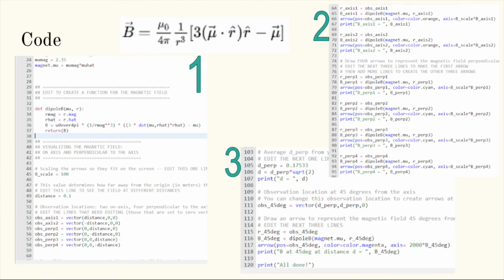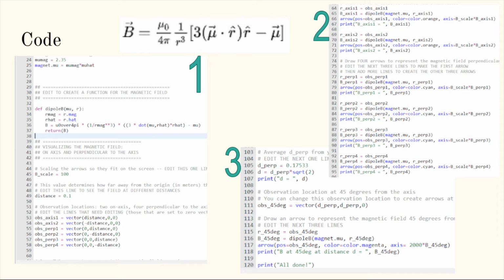To create a digital representation of this lab, I edited the starter code. In the first set of code, I created a function for the magnetic field. I coded for the Biot-Savart law formula at the top of the screen on line 36. Then I rescaled the field vector and edited for each axis and perpendicular vector to account for all directions the magnetic field would spread out in.